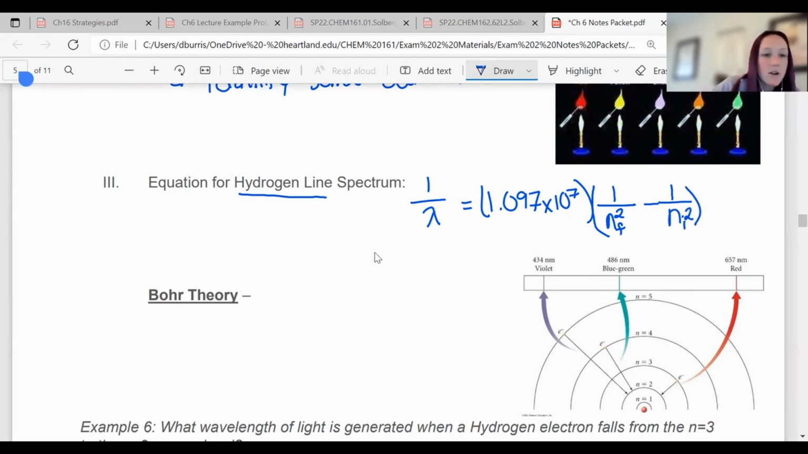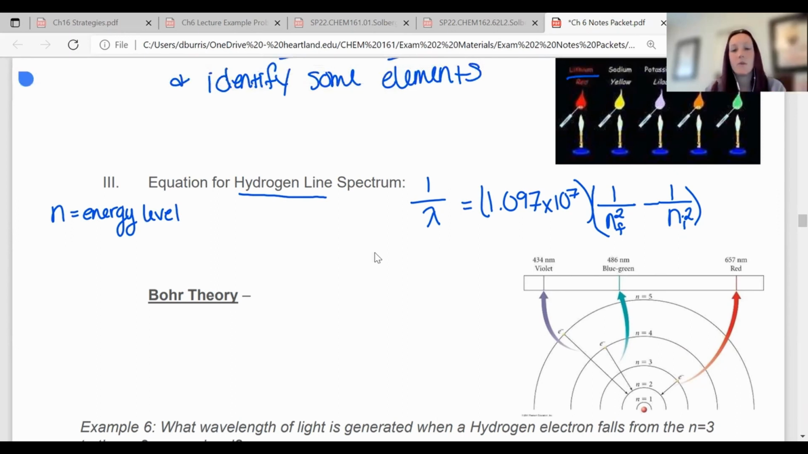So I'm going to write over here, N is the energy level that it's in. It's like where the electron goes and where it goes down to from where it usually is. So it's jumping between energy levels, and that's what happens when we put energy into electrons. They jump between different energy levels.